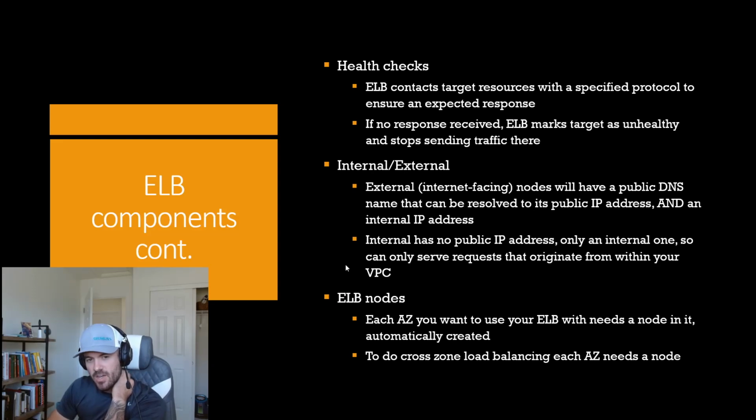And ELB nodes, so each availability zone that you want to use your elastic load balancer with needs a node in it, and this is going to be automatically created once you specify the AZs that you want to operate in. And to do cross-zone load balancing, again, each availability zone just needs a node. So your elastic load balancer basically just needs to exist in whatever availability zone that you want to operate it in.